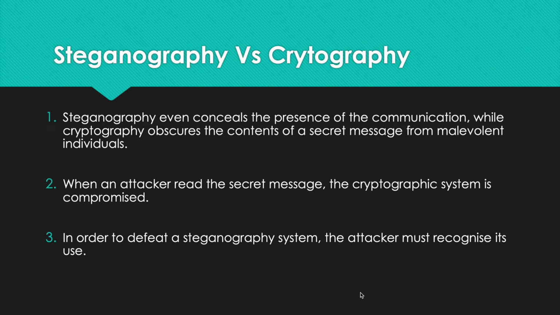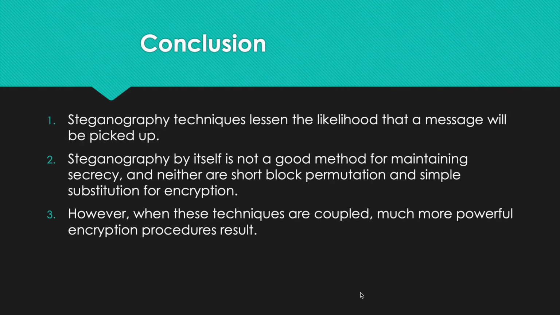Now, the difference between steganography and cryptography. Steganography conceals the presence of communication, while cryptography obscures the content of a secret message from malevolent individuals. When an attacker reads the secret message, the cryptographic system is compromised. In order to defeat a steganographic system, the attacker must recognize it first.